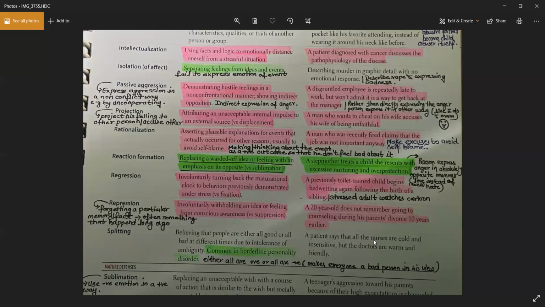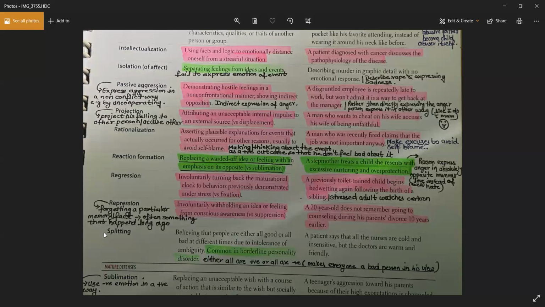Not in between. Either a person is completely good or completely bad, according to that patient. Either all are positive or all are negative. It makes everyone a completely bad person or a completely good person in the patient's view. You call it splitting.